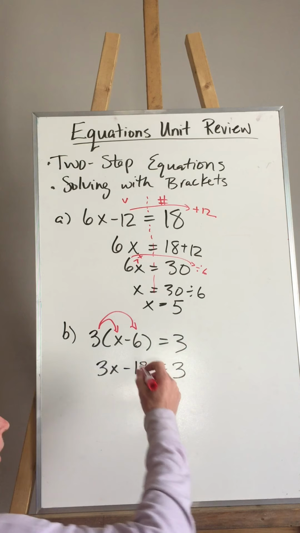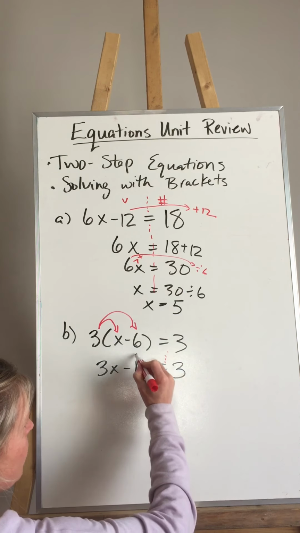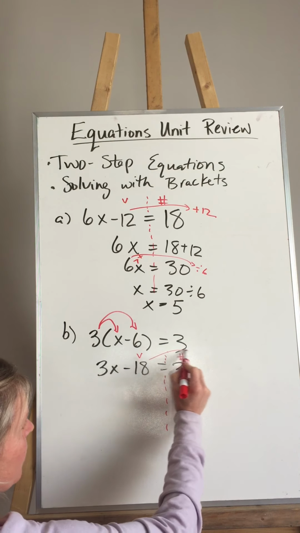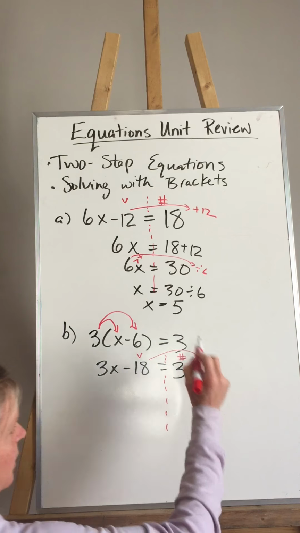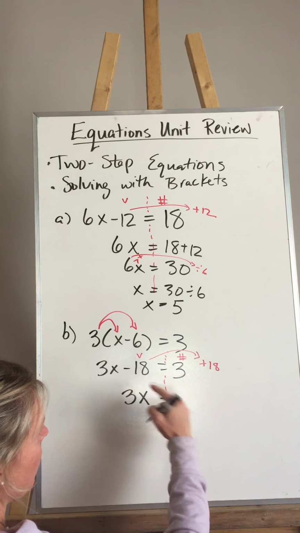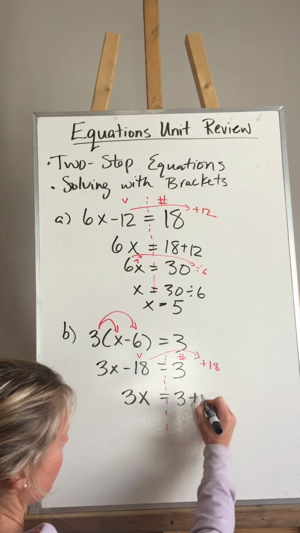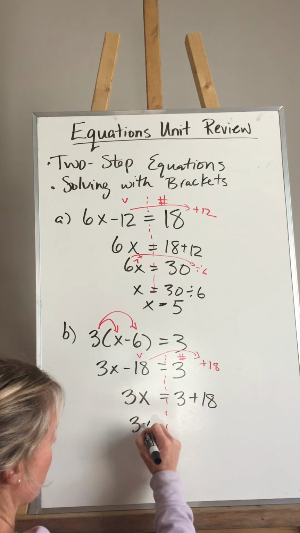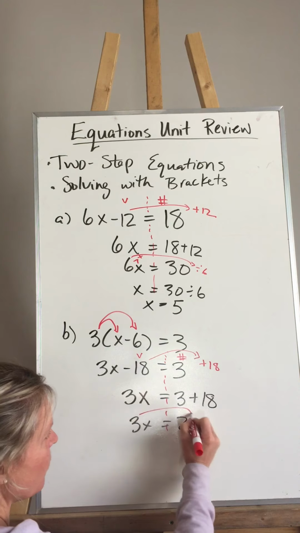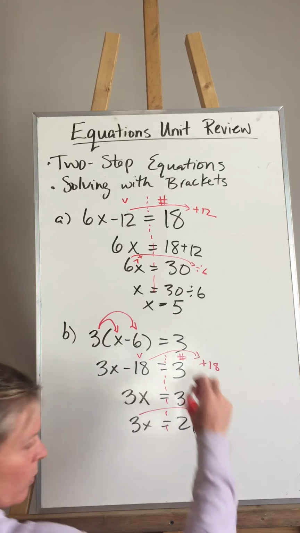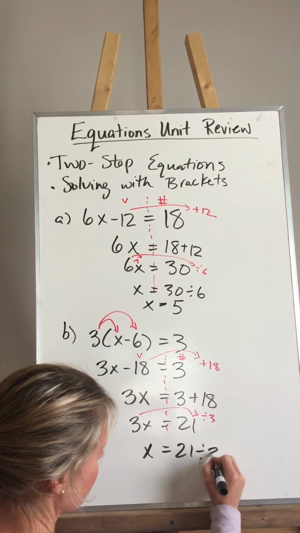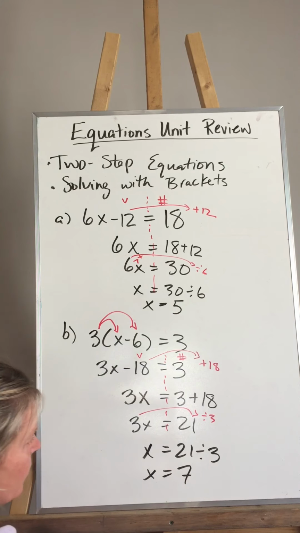Okay, now I can move things around so that I have my variable side and my number side. So this minus 18 is going to move over here and become plus 18. So on the left-hand side, I just have 3x. On the right-hand side, I have 3 plus 18. So 3x equals 21. Okay, and then lastly, to finish it off, I will divide by 3. So x is going to equal 21 divided by 3, which is 7. X equals 7.